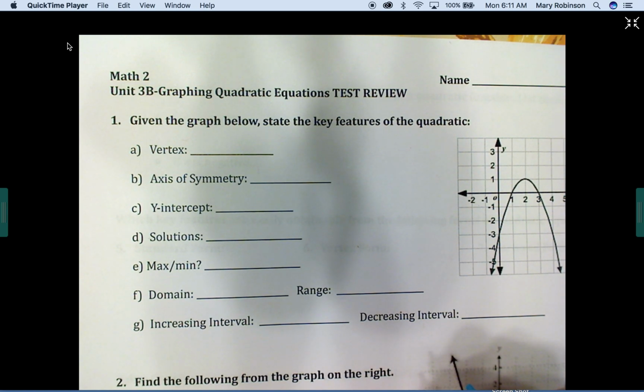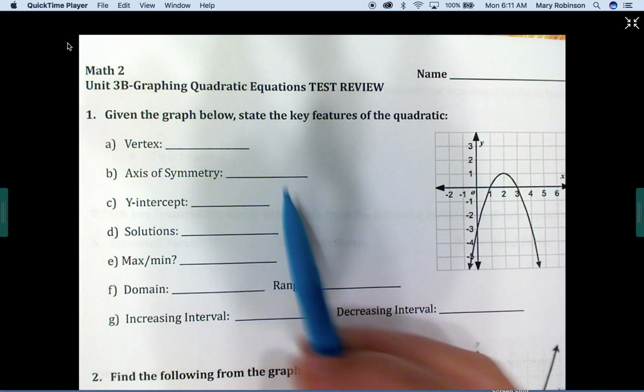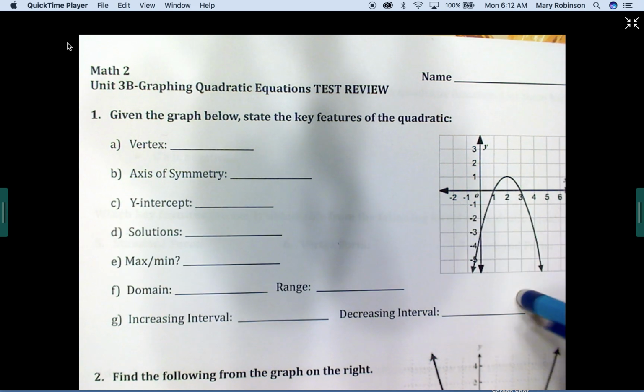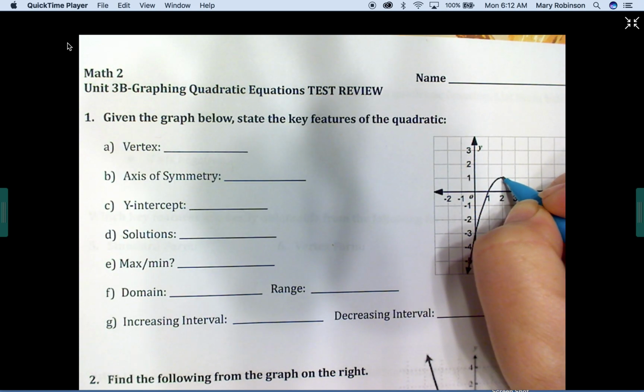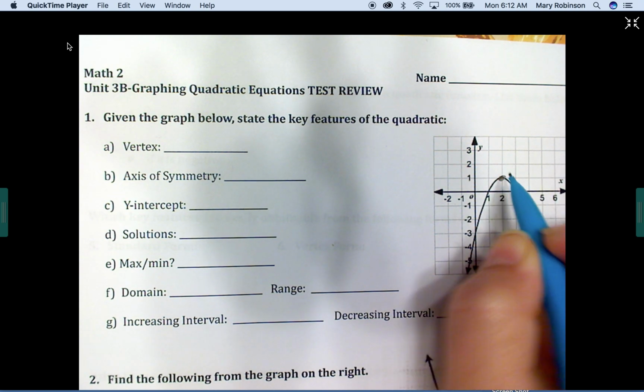Hi, in this video I'll be going over the graph and quadratic equations test review. For number 1, you are asked to state a lot of the key features. So to get started, you are asked to find the vertex, which is located at the turning point of the graph. This is a maximum point, and its coordinates are (2, 1).